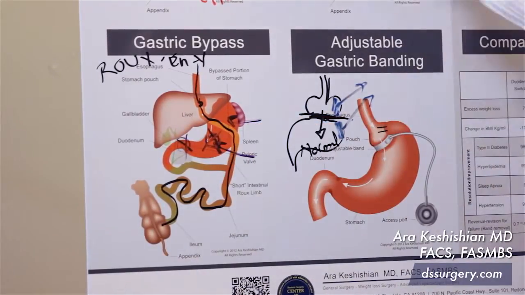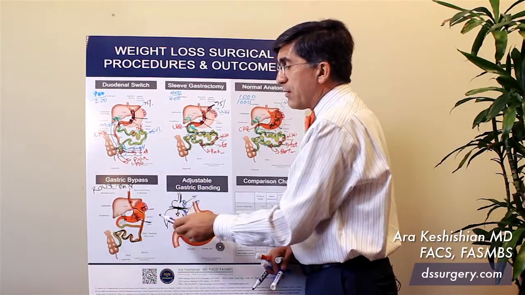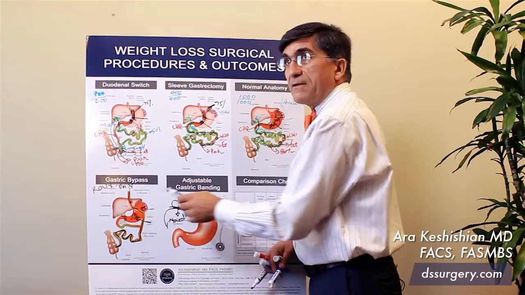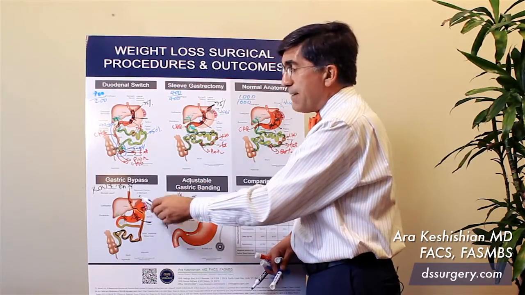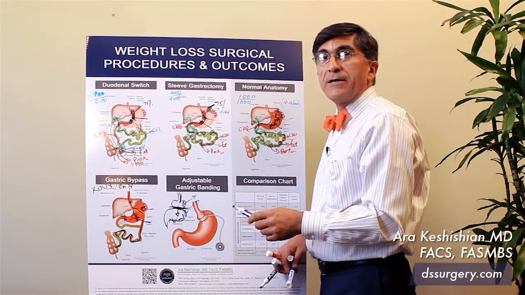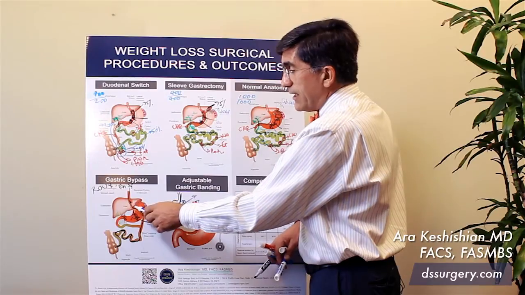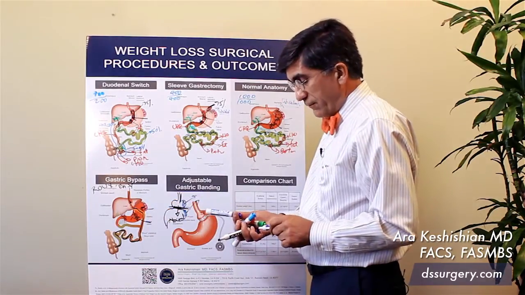So unlike the rest of our discussion where the food travels down from the stomach into the small bowel through the regulator of the pyloric valve, with the gastric bypass, it enters the small bowel in an unregulated format. So the food enters from the stomach pouch into the small bowel in an unregulated format.